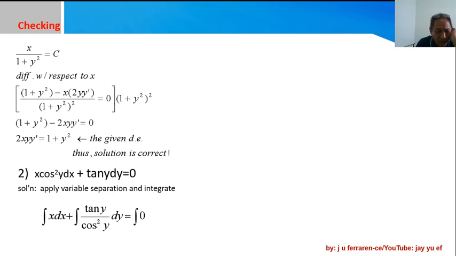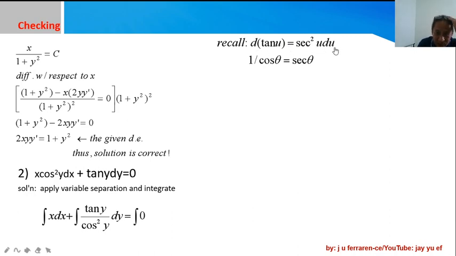Maybe we have to consider if tangent will be considered as our u. What is its du? The du of tangent u is secant squared u du. Okay, so the differential of tangent u, I mean. And the 1 over cosine, by the reciprocal identity, can also be secant. And 1 over secant is also equal to cosine theta. So, tangent must be paired with a secant squared if we have to let our tangent be our u. The secant squared u is part of its differential.